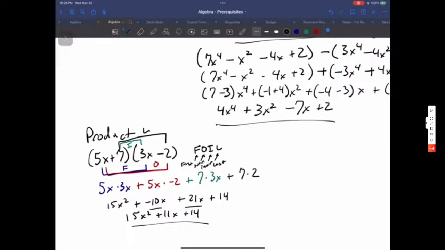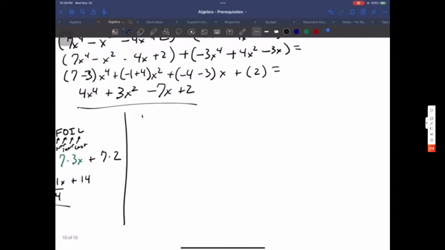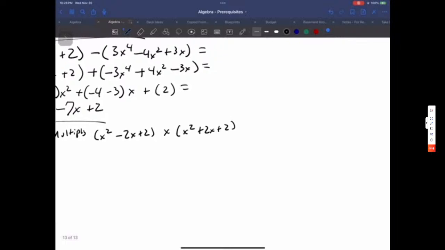So I said there was a different way to add, so you know what, we're going to do two things. The next example says multiply x squared minus 2x plus 2 by x squared plus 2x plus 2. So you have, this is a plus, this is a minus. That's the only difference between the two. But we're also, for the last one, going to add those two together.